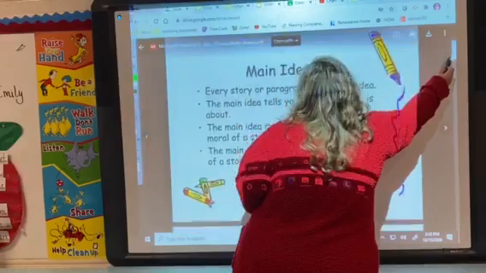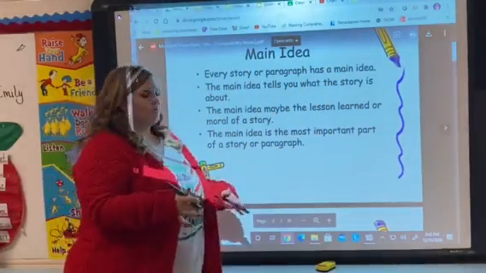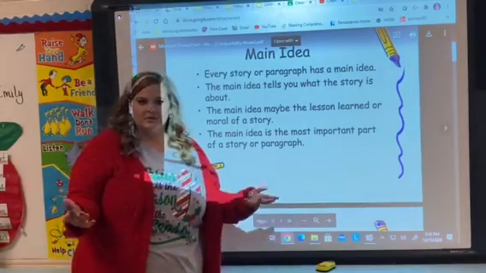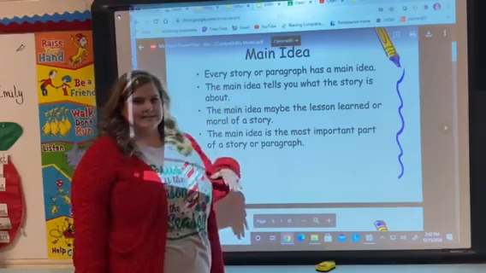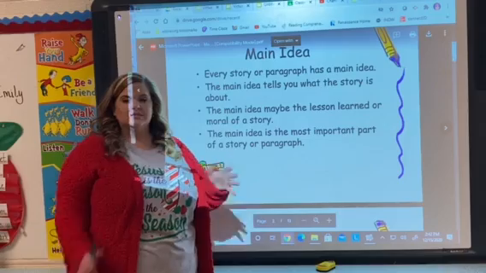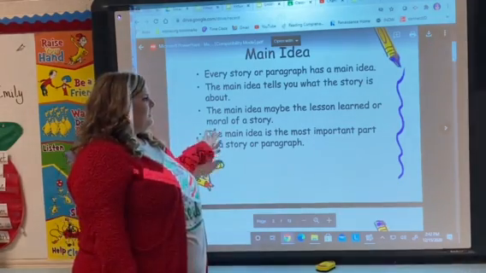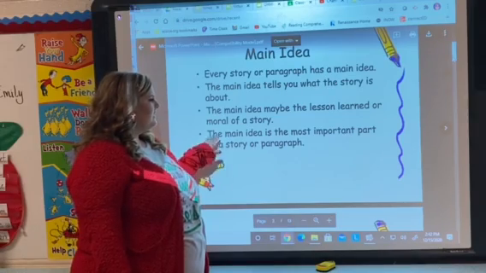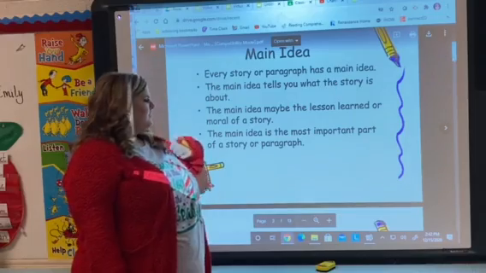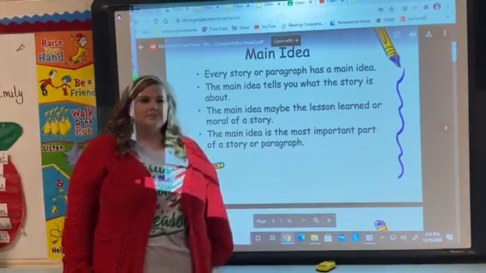Scroll down. Okay, so what is a main idea? Every story, every paragraph, every text selection we read has a main idea, okay? The main idea is going to tell you what the story's about. It's summing it up. What is the story about? The main idea may be a lesson learned, or a moral of a story, and the main idea is the most important part of that story or paragraph.